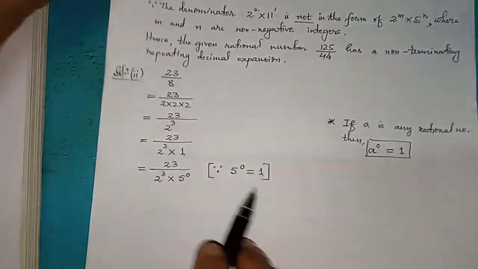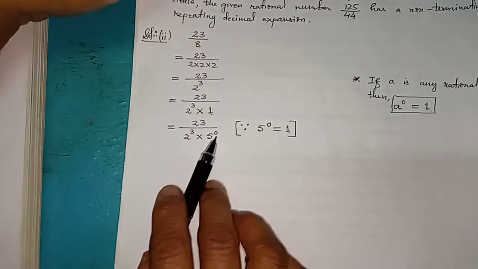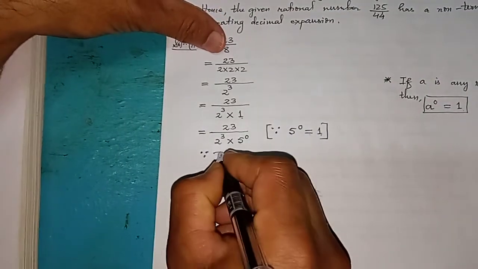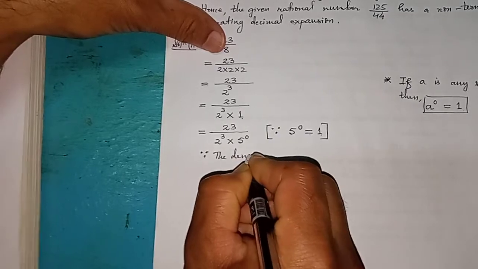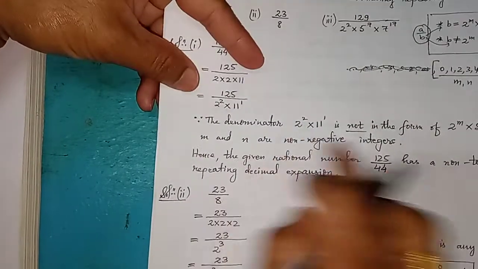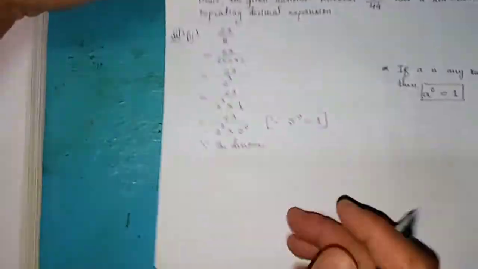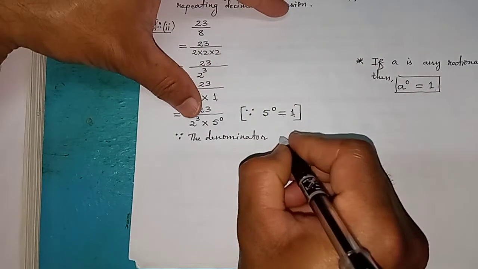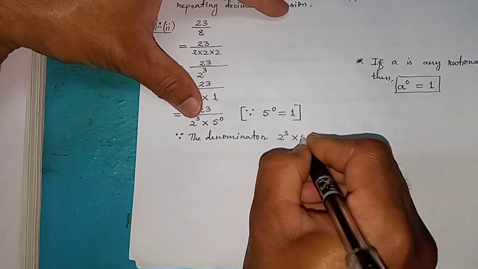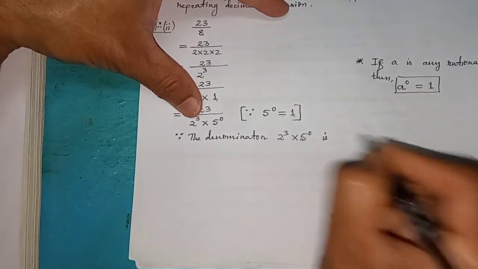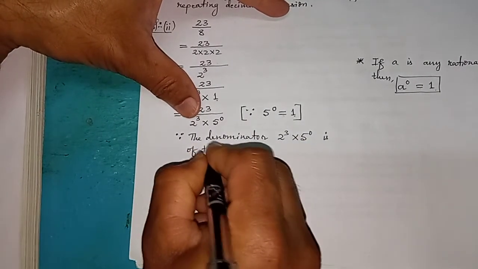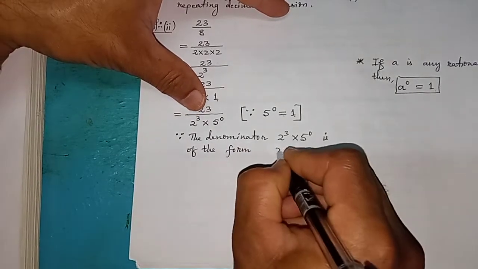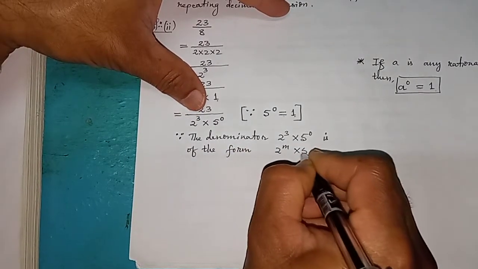So here 0. Okay, so it's coming in this form. Since the denominator, like this, is how we have done question 1 of this sum. Since the denominator, 2 cubed into 5 power 0, is of the form, what form? Is of the form 2 to the power m into 5 to the power n.